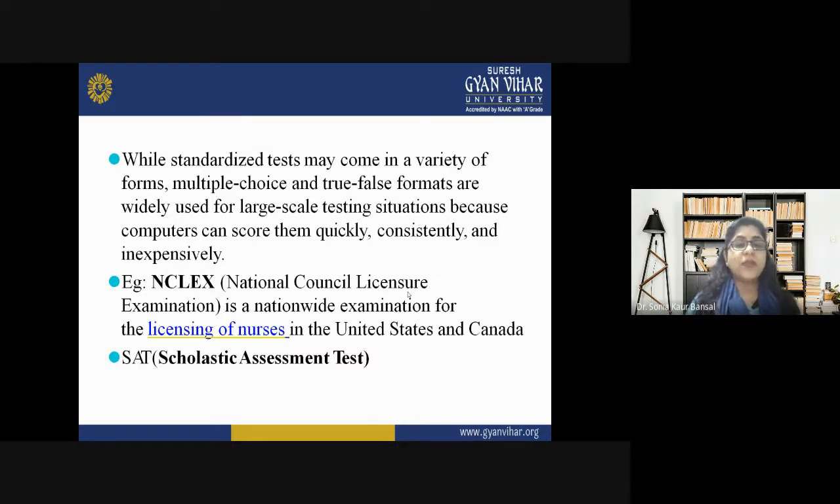So for example, the NCLEX, National Council Licensure Examination, is a nationwide examination for the licensing of nurses in the United States and Canada. The SAT, Scholastic Assessment Test, is also a standardized test. So it is done in that way.